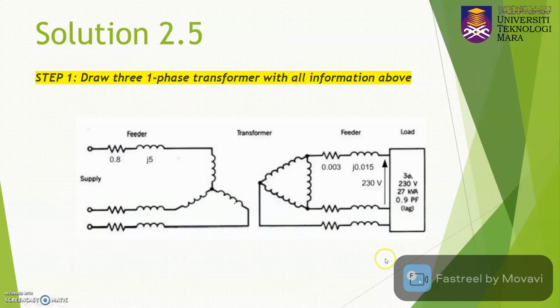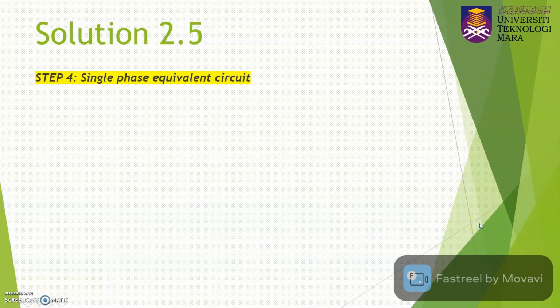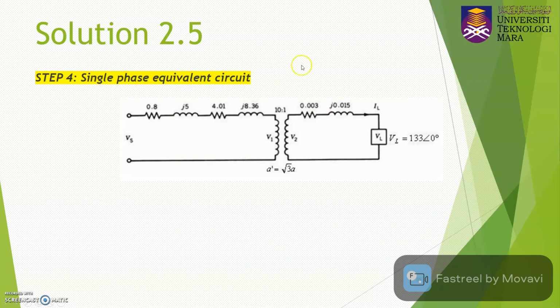So if you refer to here, this is the V line to line value, 230. Once you change it to become Y connected, here is your V phase. V phase will be equal to V line divided by square root 3. So 230 divided by square root 3 is equal to V phase, which is 133 volt. Next, step number 4, draw the single phase equivalent circuit.